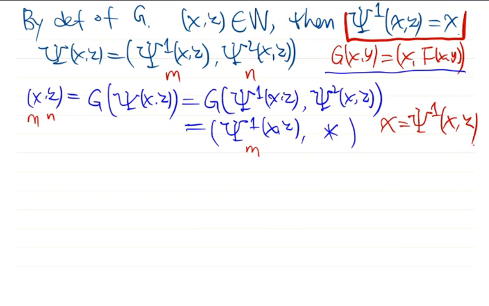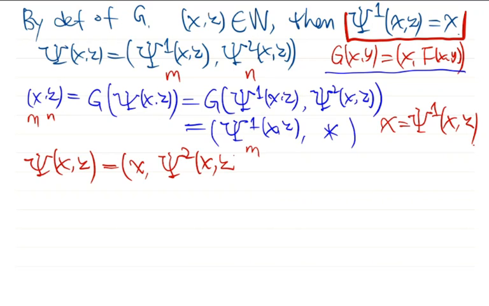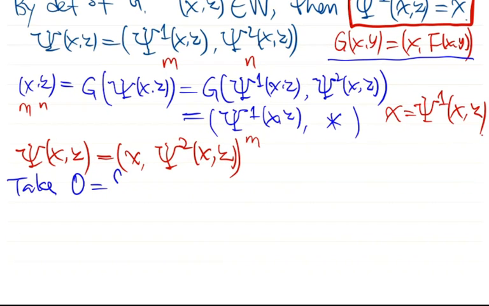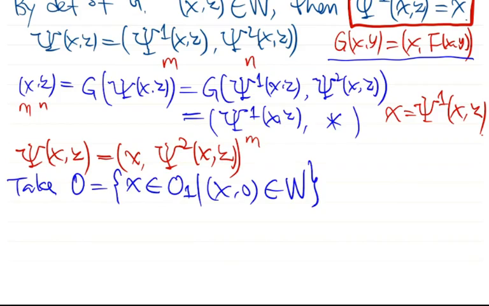So our psi can be written as psi(x, z) is (x, psi2(x, z)). It has this special form. Now we take O to be a subset of O1. O consists of those x in O1 such that (x, 0) belongs to W. This is our O.